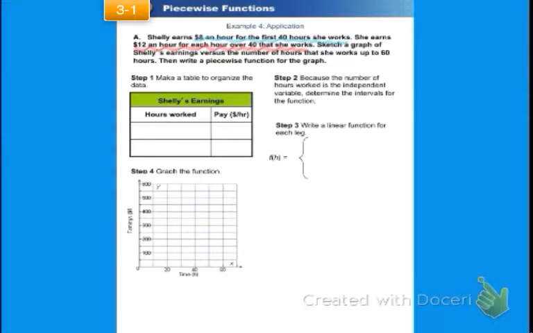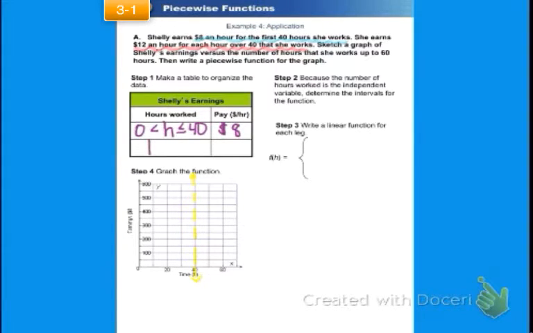So the first thing I think of is, when is this situation changing? Well, it's changing at 40 hours. So if I wanted to plot out some of these points, I know that the breakpoint in this graph is going to be at 40 hours. That's where her pay strategy changes over to a different rate. So when she works hours less than or equal to 40, but greater than 0, of course, because you can't work 0 hours, she gets paid $8 per hour.